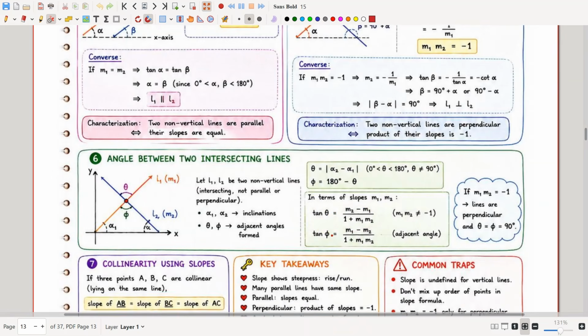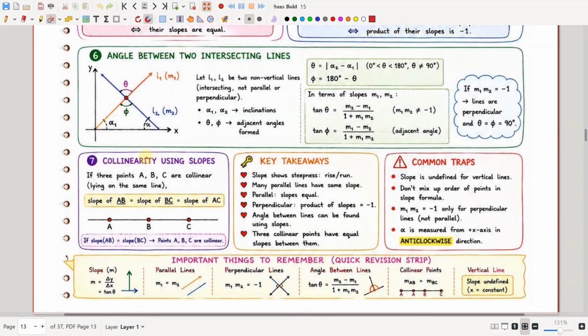And see here, collinearity using slopes. If three points A, B, C are collinear, that means they lie on the same line. Then slope of AB will be equal to slope of BC, which will ultimately be equal to slope of AC. So if three points are collinear, then slope of AB equals slope of BC, which equals slope of AC.